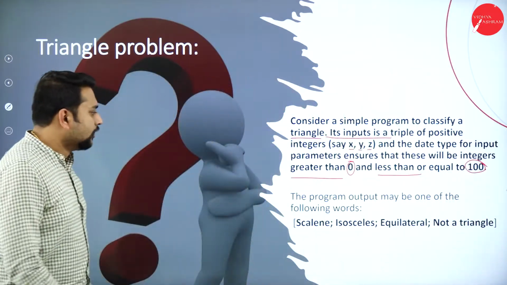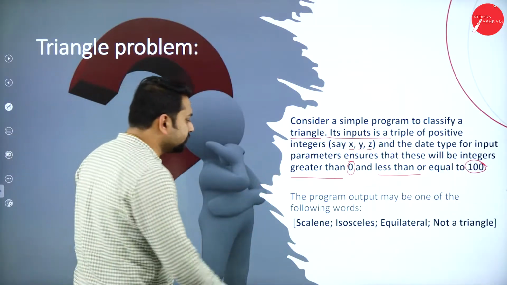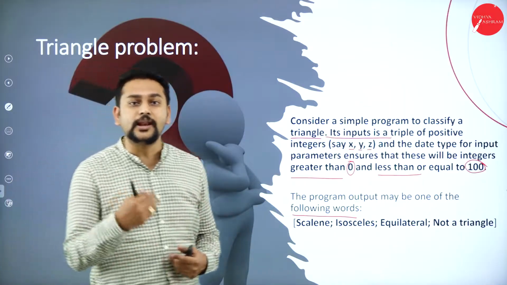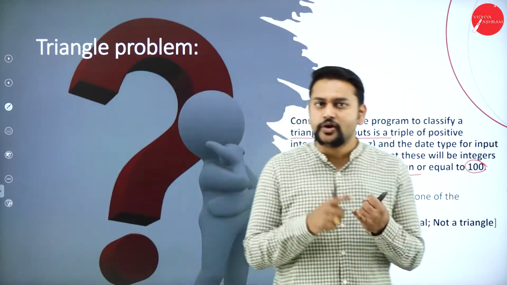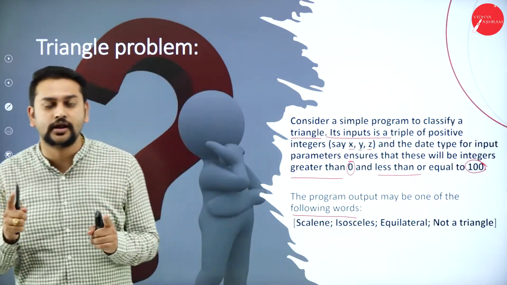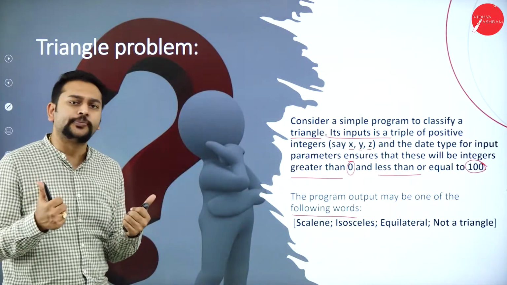So fine. The program output may be one of the following words. What should be my output? You understood about the input. Input should be A, B, C. You have to enter integer values within 0 to 100. All right, so what should be my output, sir?